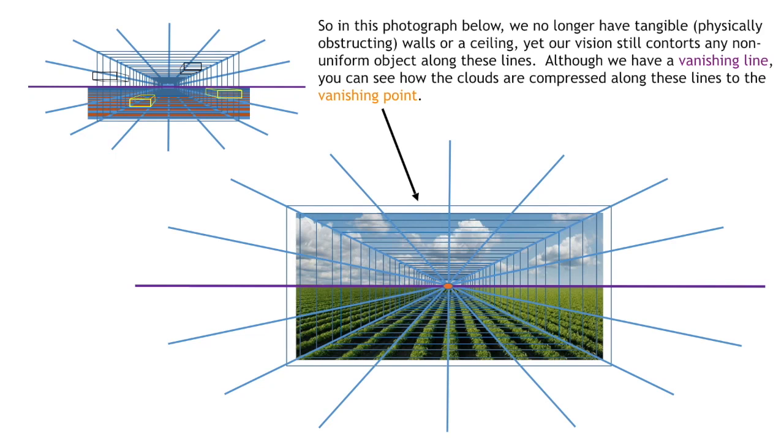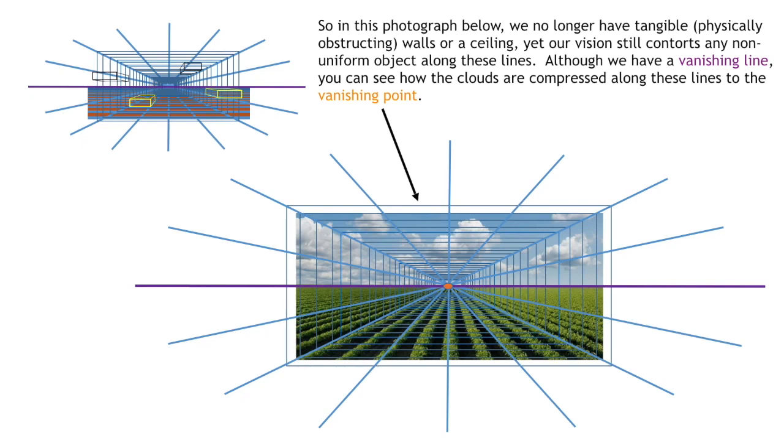And although we have a vanishing line, you can see how the clouds are compressed along these lines to the vanishing point. Even the clouds are converging towards the orange point in the middle. But keep in mind that all of these are parallel structures to one another in the linear world. And so you have to spread these things outward, in your mind's eye, to represent how they are in real life.